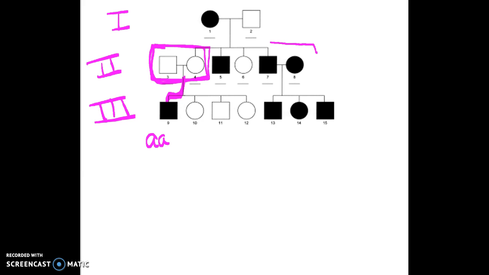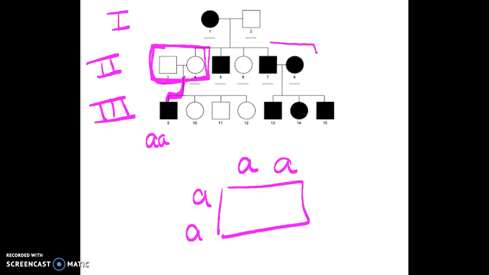We actually can go back through 3 and 4, and let's just flip it around and pretend that we want the open people to be homozygous recessive. That means that everyone that is open is homozygous recessive. So that would be 2 and 6 and 12 and 11 and 10, as well as 3 and 4.